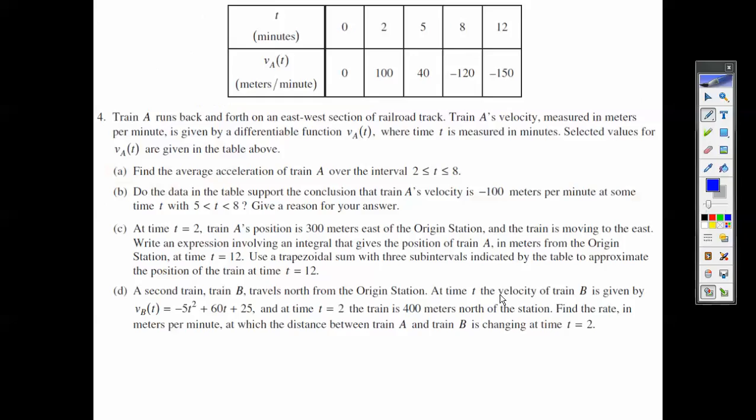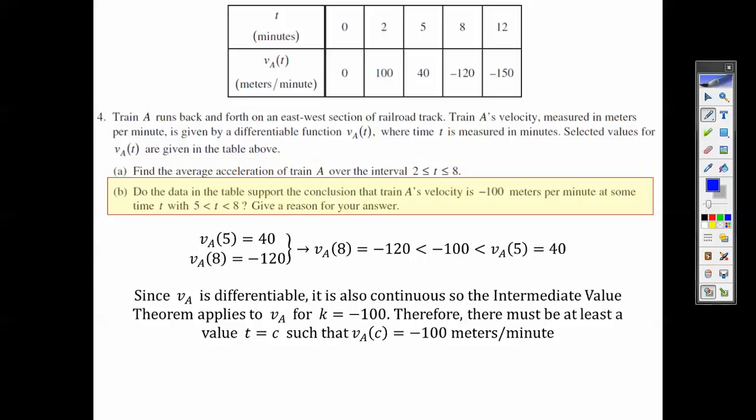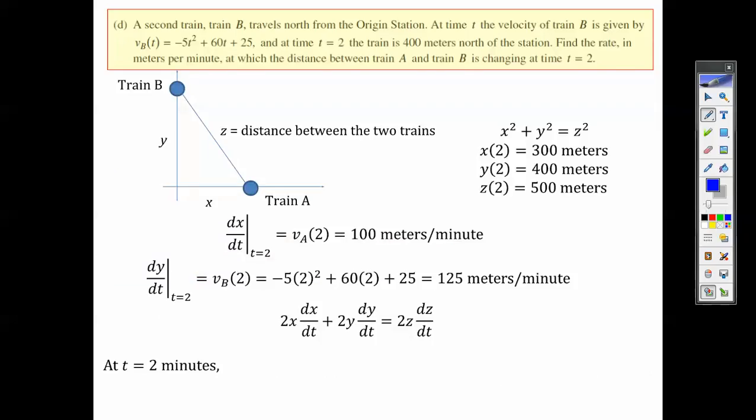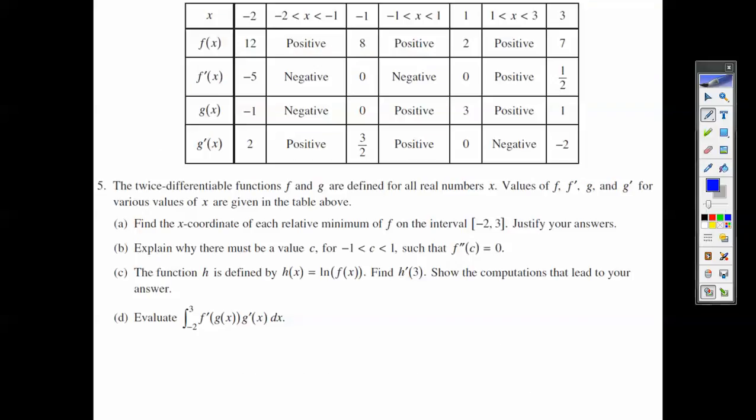Okay, very good. All right, what number do we go to? 5? Then? All right, so you got all of this information. Find the x-coordinate of the local minimum, that's relative minimum, on -2 to 3.